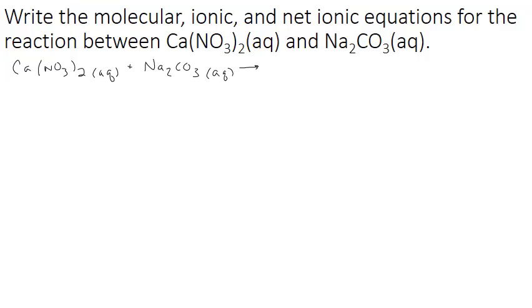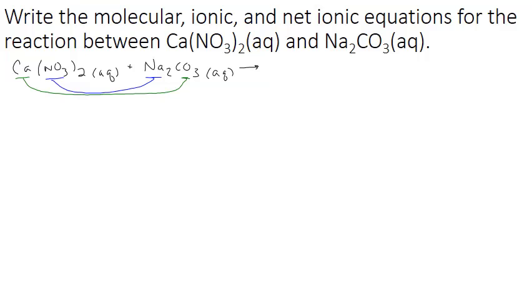This is a precipitation reaction when you have one salt and another salt. They could switch places. The calcium could end up pairing up with the carbonate, and this nitrate could end up pairing with the sodium. Now, we need to figure out what the formulas for these compounds are.